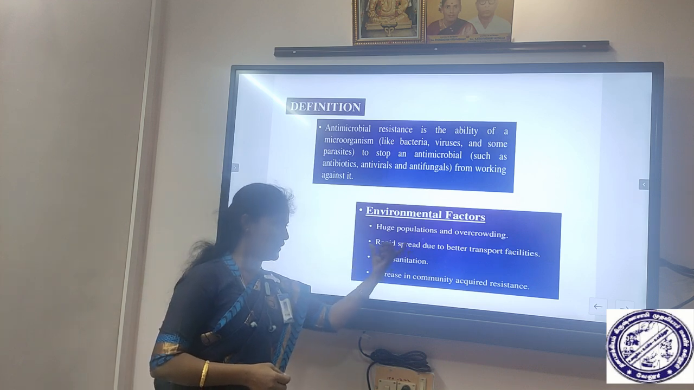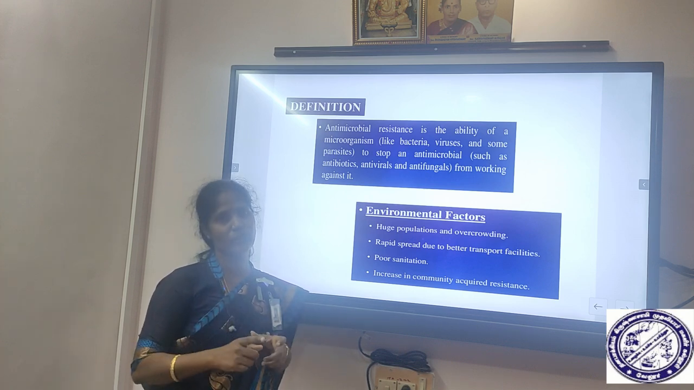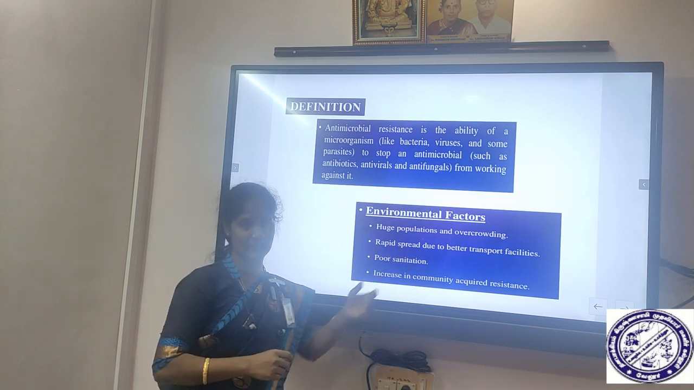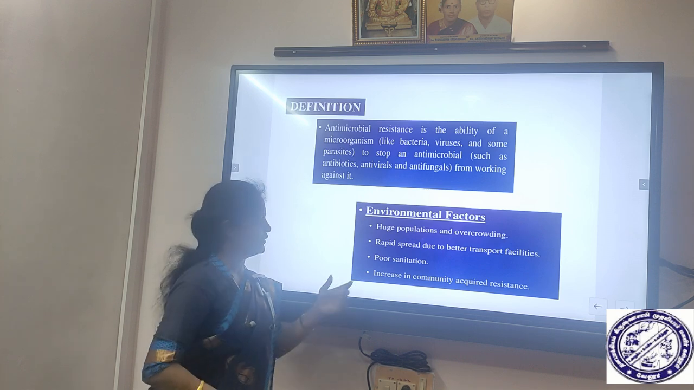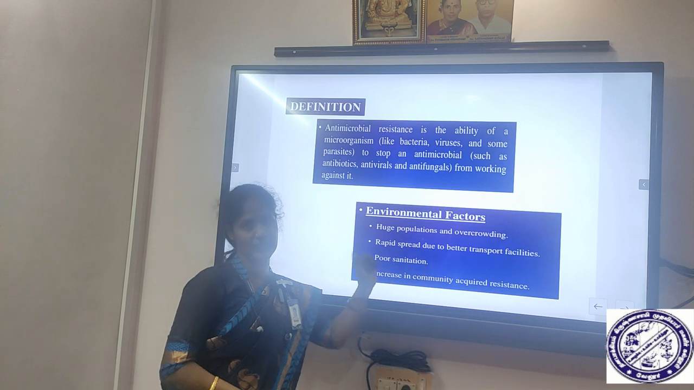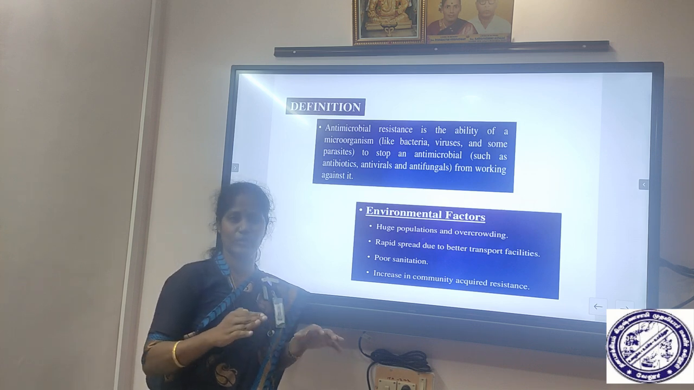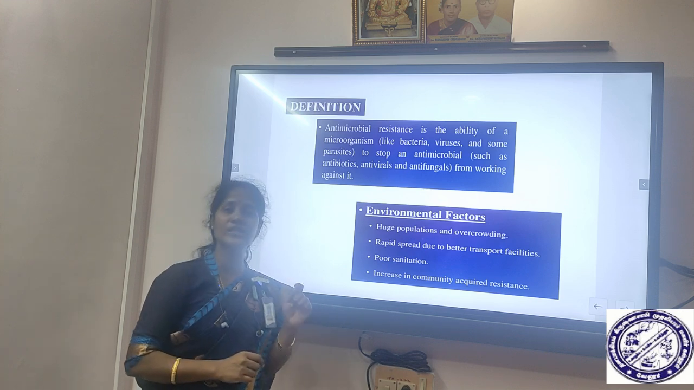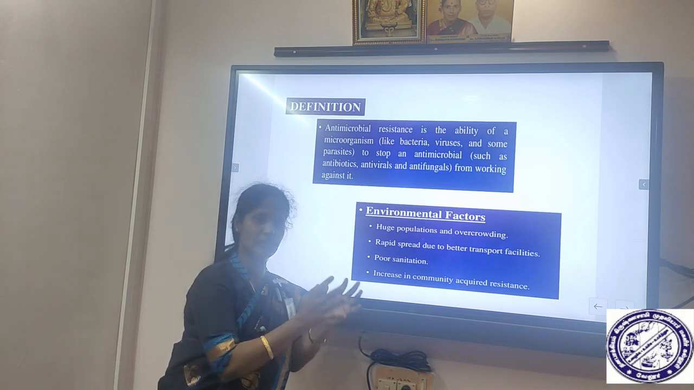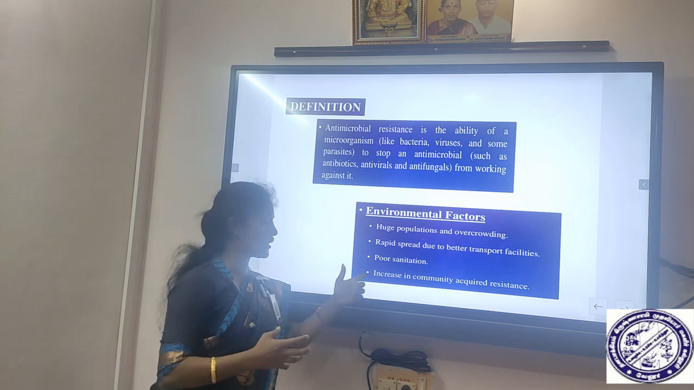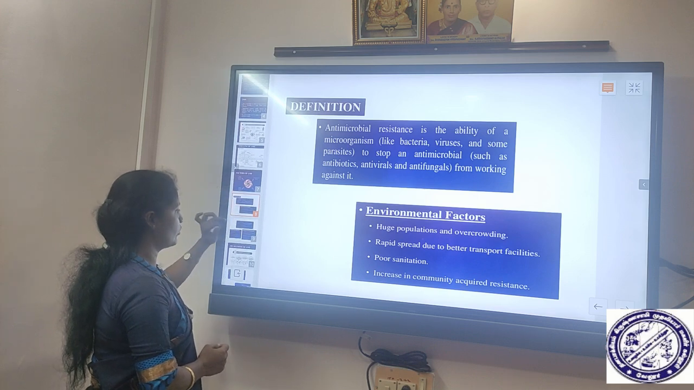And this is what we call an advanced one, because now we have well developed transport facilities, but even so that is one of the main drawbacks in the spreading of antimicrobial resistance, because we go here and there, so the resistant bacteria can be spread. So rapid spread due to better transport facilities and poor sanitation. It means cleanliness will be very low, and there is an increase in community acquired resistance. Community means group, so in a group the antimicrobial resistance will be developed. That is called community acquired resistance. These altogether represent environmental factors for antimicrobial resistance.